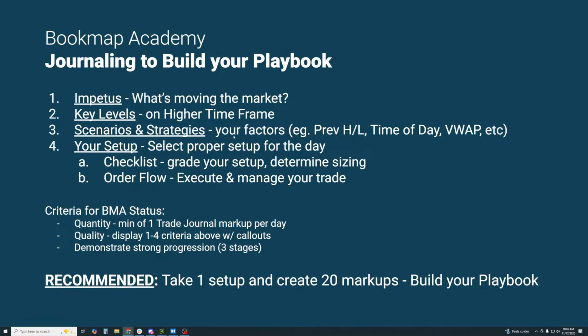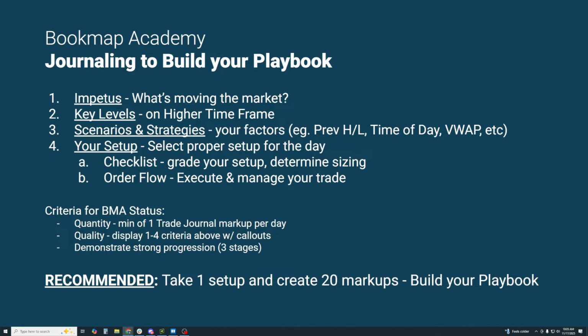So these are the kind of strategies and scenarios you want to build out after understanding what's moving the market, the impetus, and the key levels, and the order flow around those key levels, because then you will choose your setup. Your setup is the proper setup for the day or for that scenario, and as long as you're trading the proper setup, then your chances are much higher that you're going to have a positive outcome.